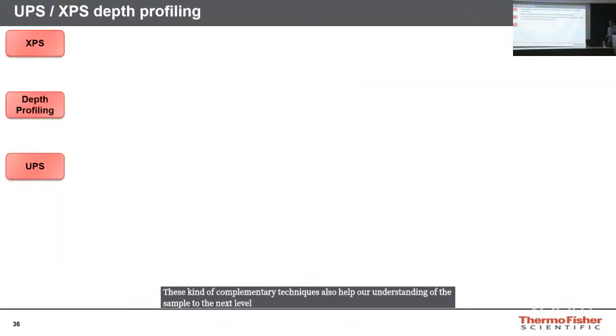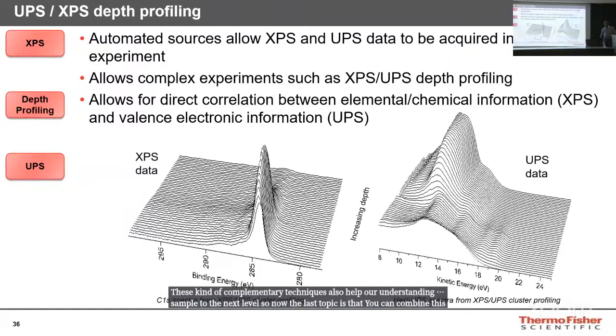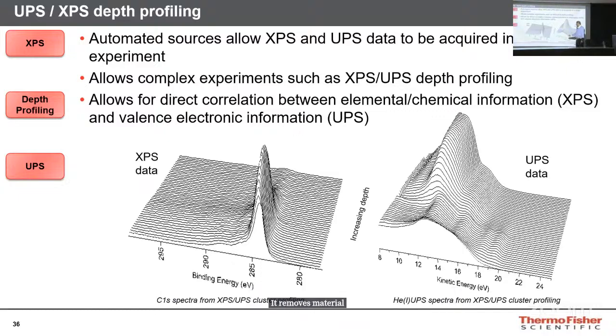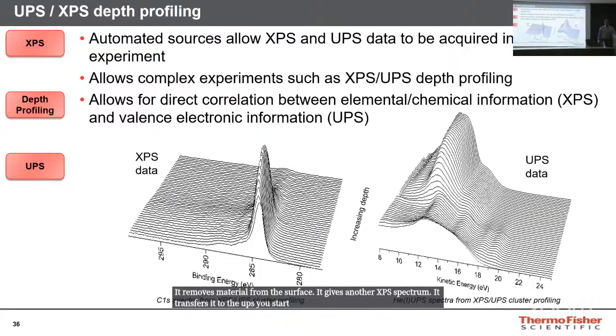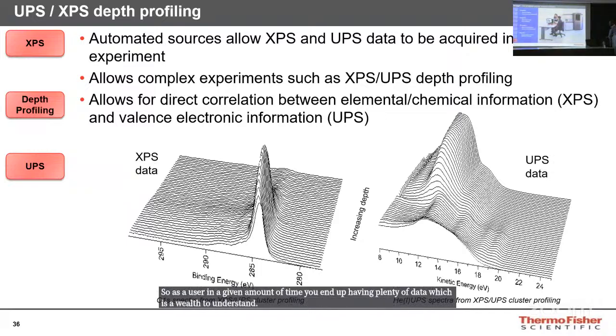So now the last topic is that you can combine UPS and depth profiling all together. You can automate them. The instrument collects XPS information from the surface. It removes material from the surface. It gives another XPS spectrum. It transfers it to the UPS. You start getting multiple information at the same time. So as a user, in a given amount of time, you end up having plenty of data, which is a wealth to understand the information about the sample.